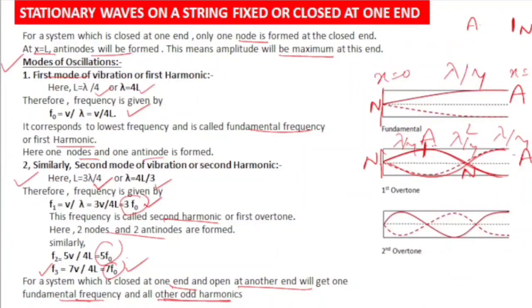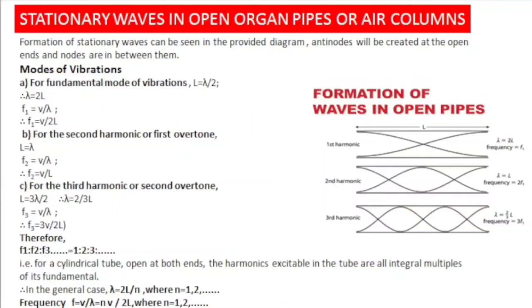After this, the last topic of this chapter is stationary waves in open organ pipes or air columns. It is a musical instrument. What is this organ pipe? It is a musical instrument, right? So in this case also, one is an open organ pipe and another is a closed organ pipe. In the case of an open organ pipe, both ends are open, so at the open ends an antinode is always formed.